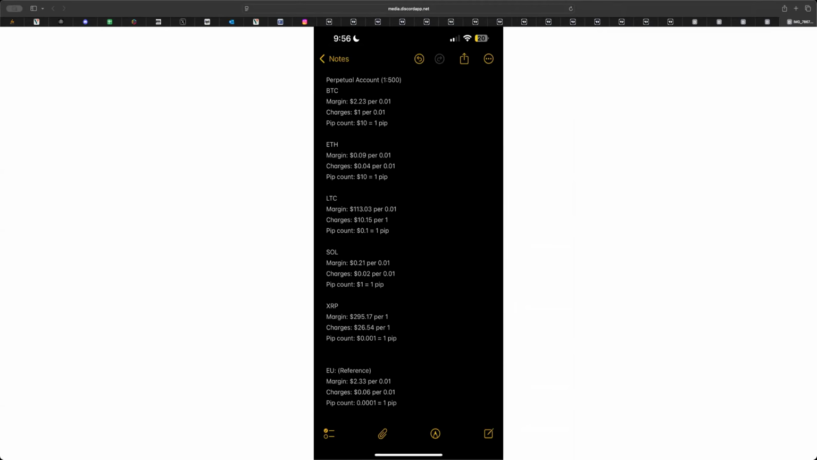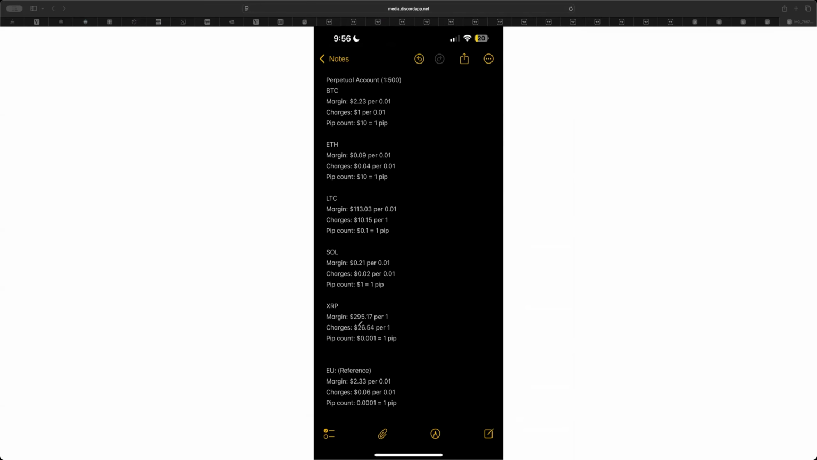And I just typed it out. So for reference, like EU, this is what it would be on a 1 to 500: the pip count, the charges that I get, and then the margin required per 0.01, just so I can then calculate risk if necessary and stuff like that.